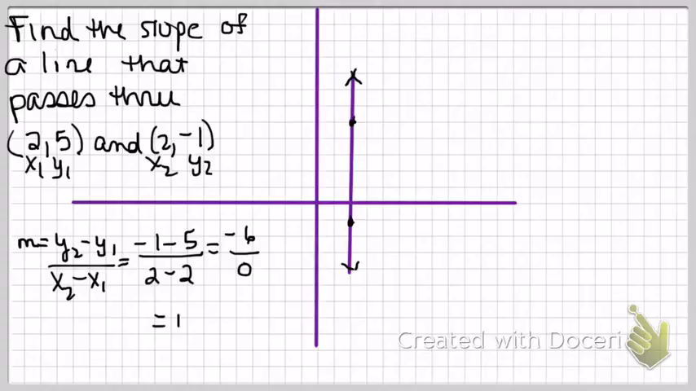We can't really divide by 0, and that's a vertical line. All vertical lines have undefined slope.